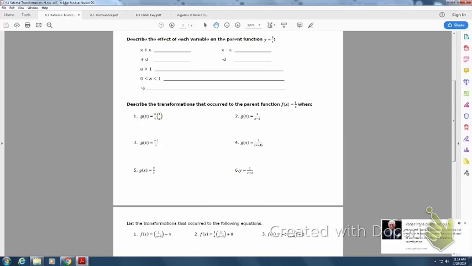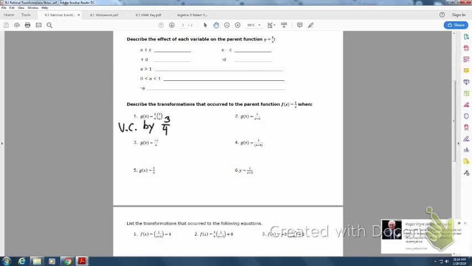So let's look at a few examples. Okay, so Trent, what is the transformation on number 1? We've already done this. So what is that 3/4 doing? Is it the A, the C, or the D? If it's out front, oh, it's in front. Okay, so what is it doing? So it is vertically compressing by 3/4.